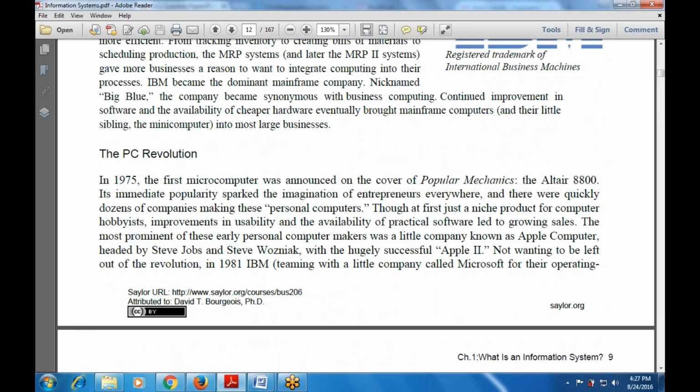Now, how the PC will be involved, we can say that it recognizes the PC revolution. The first microcomputer was announced on the cover of Popular Mechanics, the Altair 8800. It had immediate popularity and sparked the imagination of entrepreneurs everywhere, and there were quickly dozens of companies making these personal computers. That is the first place that was used for computer effectiveness.